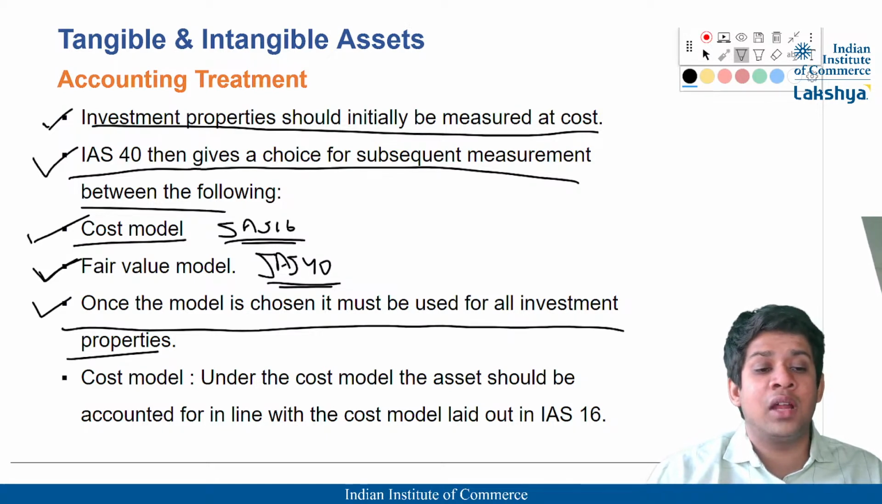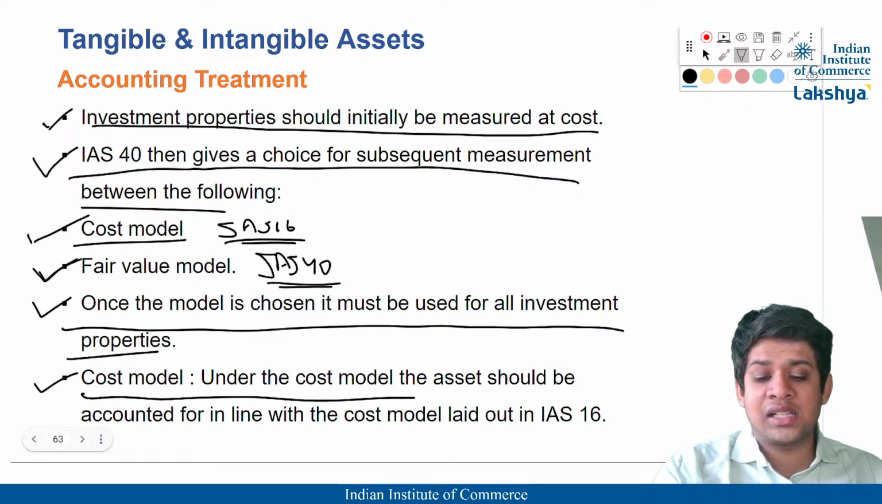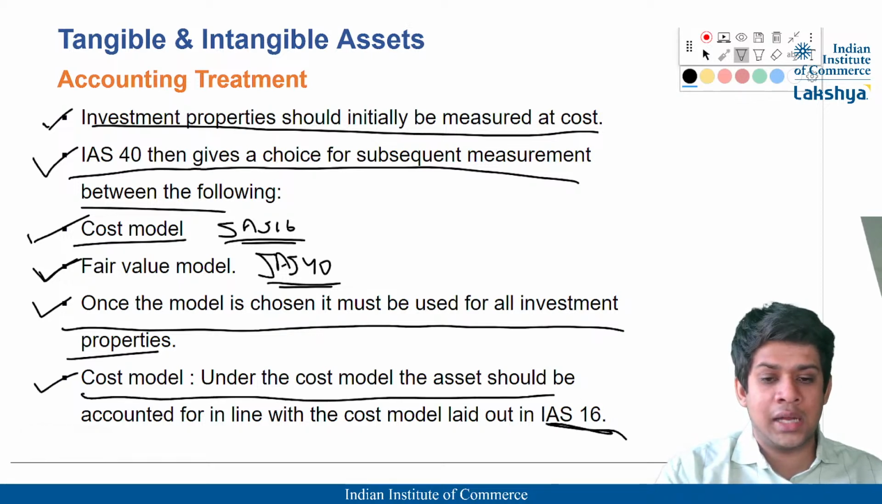If the fair value of a property cannot be determined, because it is very unique or in a very isolated area, then and only then can you apply the cost model. But if you apply the cost model for one investment property, you have to apply it for all the investment properties that you have. Same goes with the fair value model. If you apply the fair value model, you will have to apply it for all the investment properties, unless the fair value of a property cannot be determined, then you can apply the cost model. The cost model, as I said, is the same model which is used under IS 16.